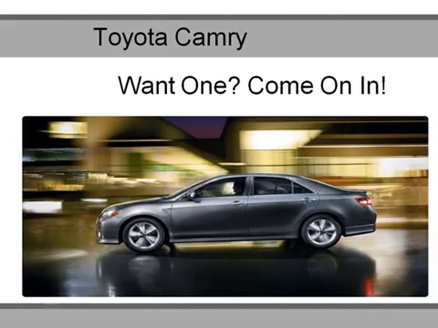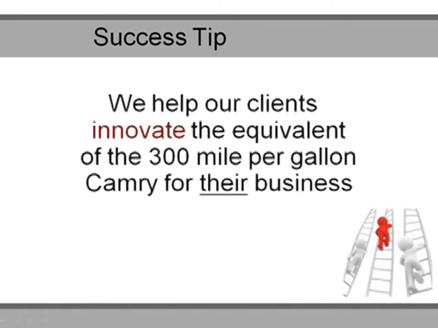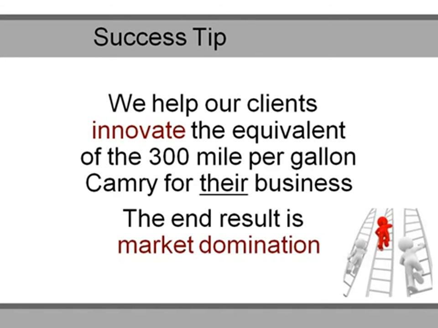The response to this ad would be huge because the value proposition is so obvious. You could even pull this off if you were marketing a brand that no one had ever heard of before, even a new unknown brand. If you suddenly invented a car that had approximately the same features as the Camry, it cost $25,000 or even $35,000, and it got 300 miles per gallon, you could destroy the marketplace literally overnight. We help our clients find a way to innovate the equivalent of the 300 mile per gallon Camry for their business. The end result is market domination.